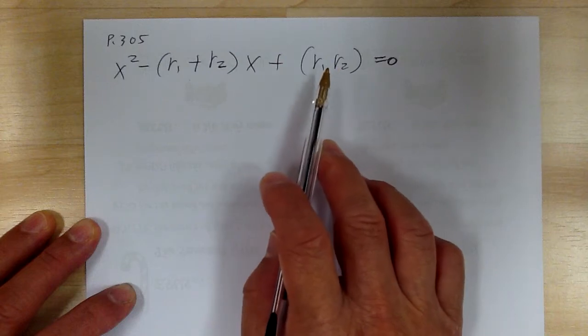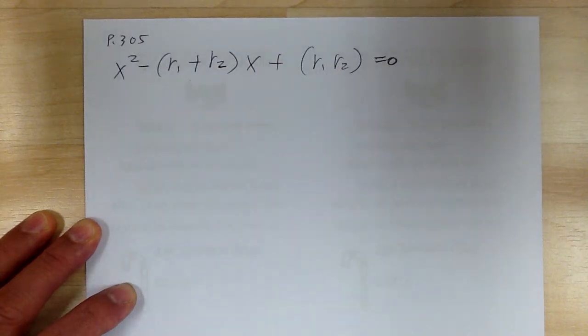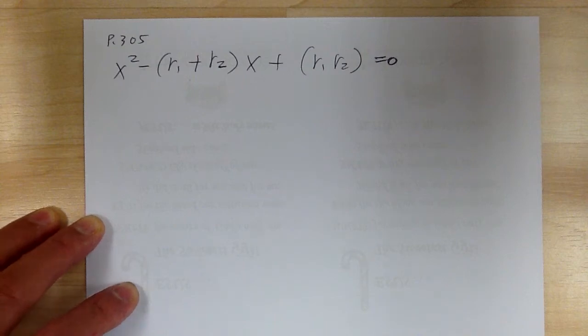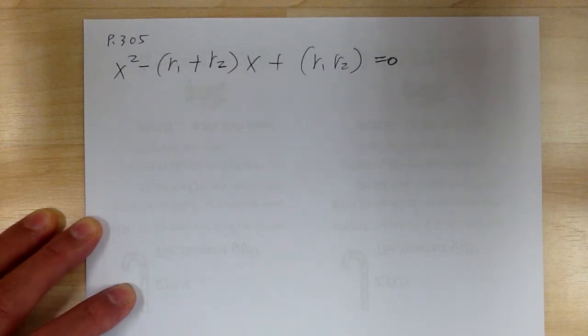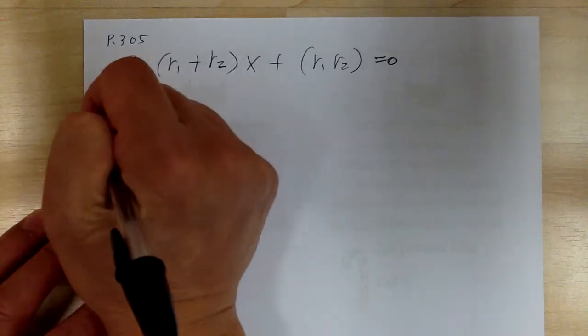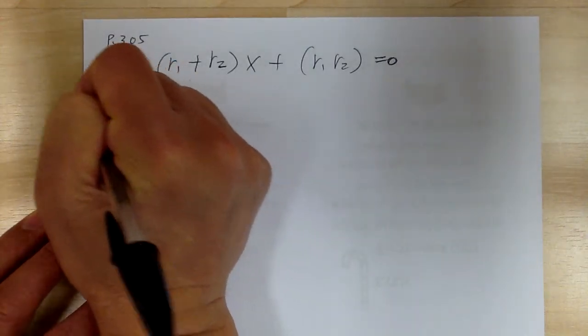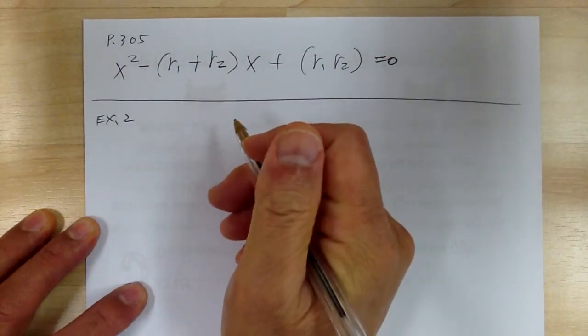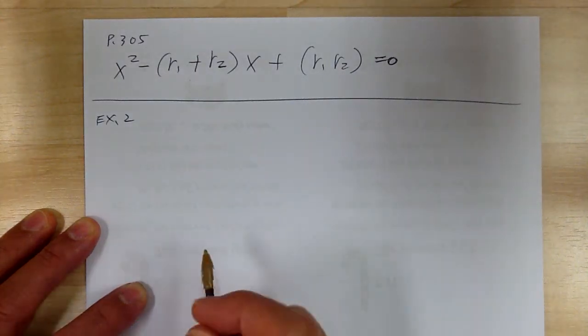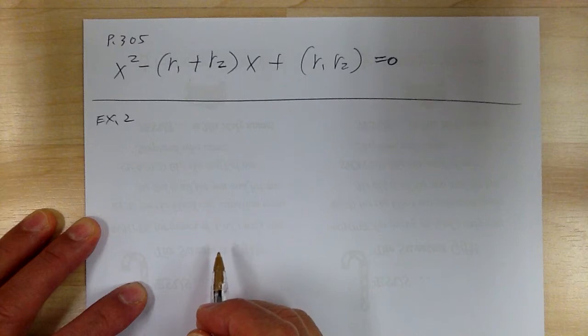Now the way to use this is, most of the time you have the equation, you have to solve for the answers, right? But now they're going backward. They're going to give you the answers, then you have to get the equation. So if you go to example 2, it says find a quadratic equation. Quadratic equation means you have the x squared. Find a quadratic equation having the roots.